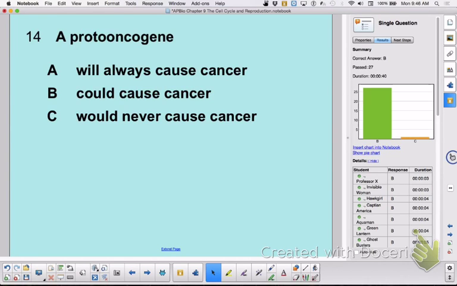Oh, yeah, could cause cancer. Now, I'm guessing whoever picks C is saying it would never cause cancer because it has to become an oncogene. I'm just guessing. Maybe that's why they put it. But proto-oncogenes are oncogenes. They've just gone bad. Okay?